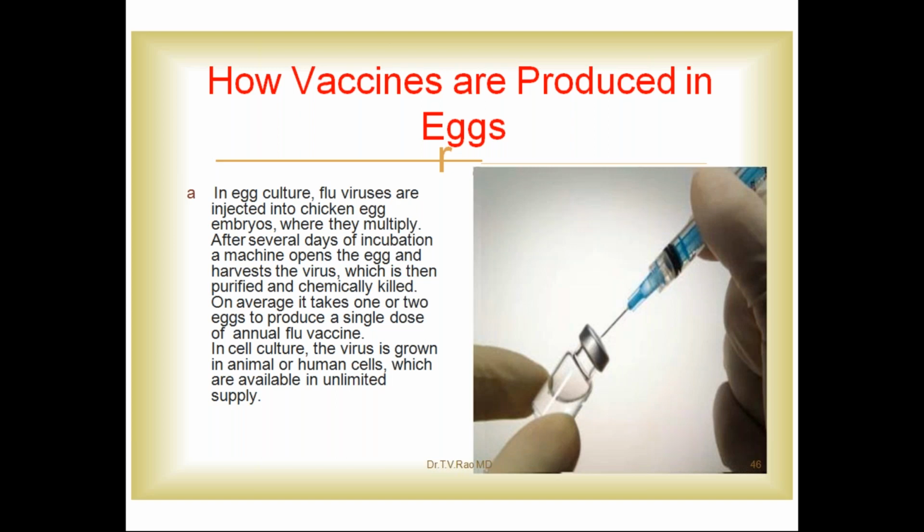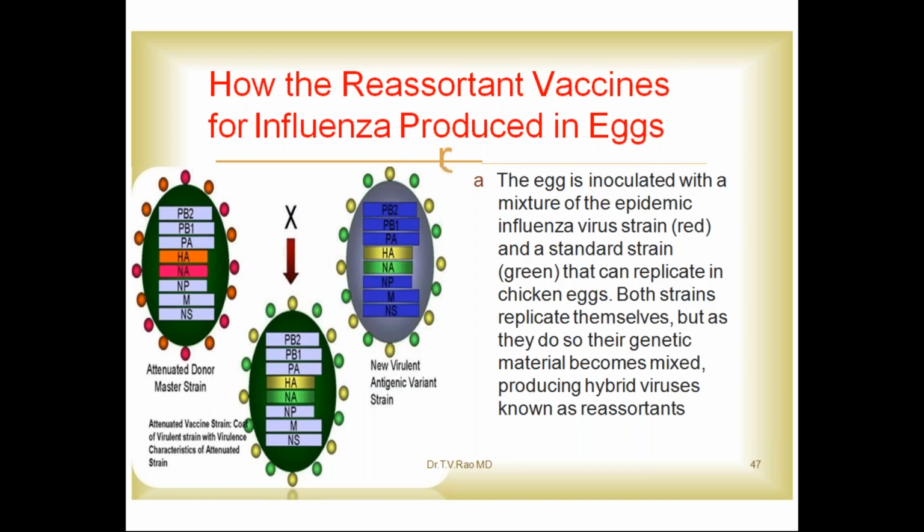In a cell culture, the virus is grown in animal or human cells, which are available in unlimited supply. See, we can prepare the reassortment vaccines for influenza. How is the vaccine produced? The egg is inoculated with a mixture of the epidemic strain, red color, and a standard strain. Both can replicate in the chicken eggs. Both strains replicate themselves, the epidemic strain and the standard strain.